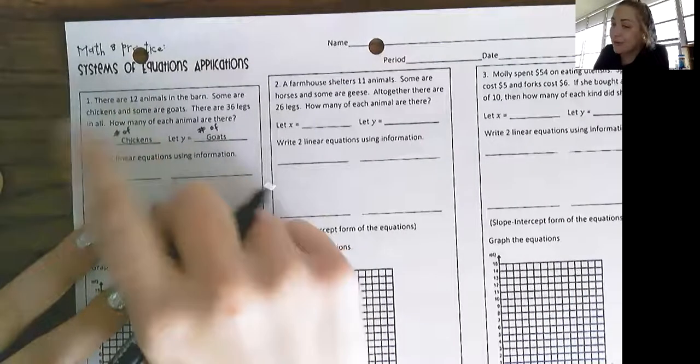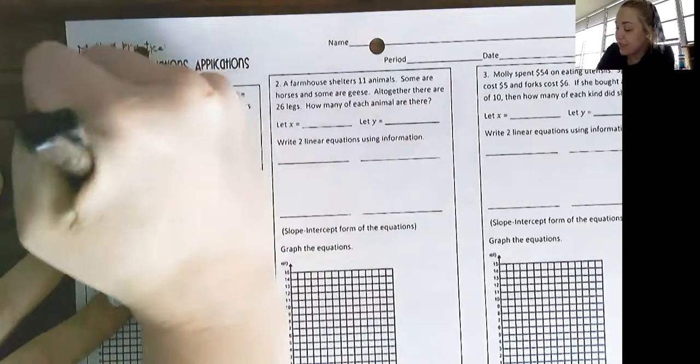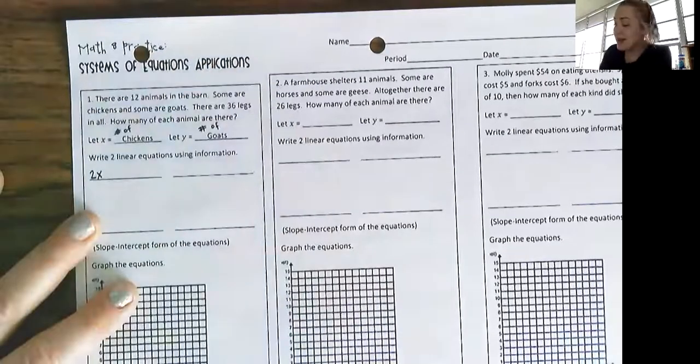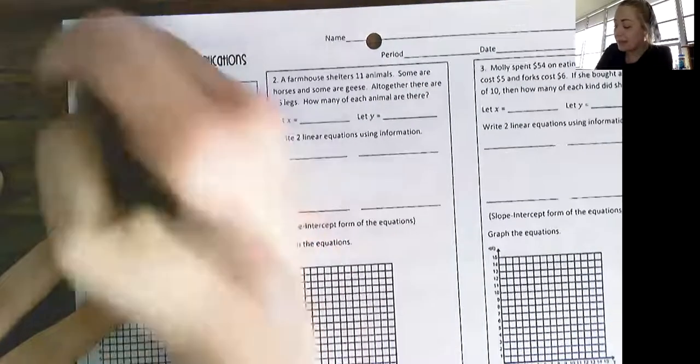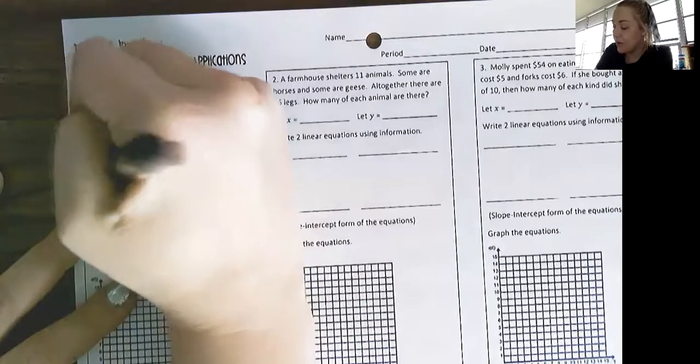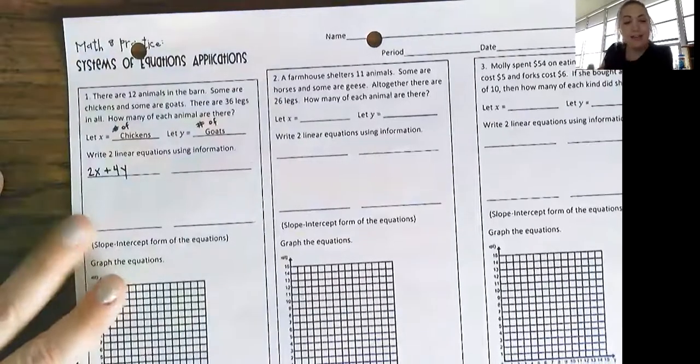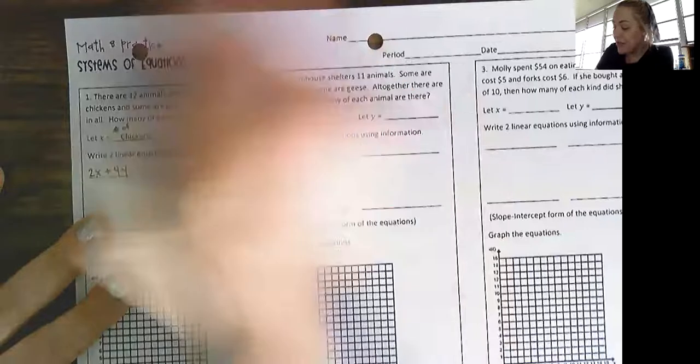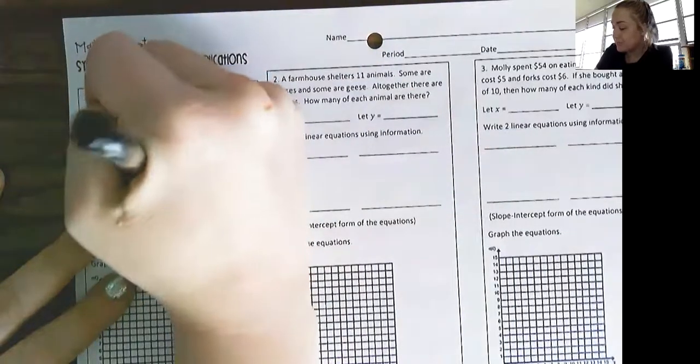I know that for every chicken, there are going to be 2 legs. So 2x. And then I know for every goat, there's going to be 4 legs. So I'm going to add on 4 times y. And then there are 36 legs in this barn, so that equals 36.